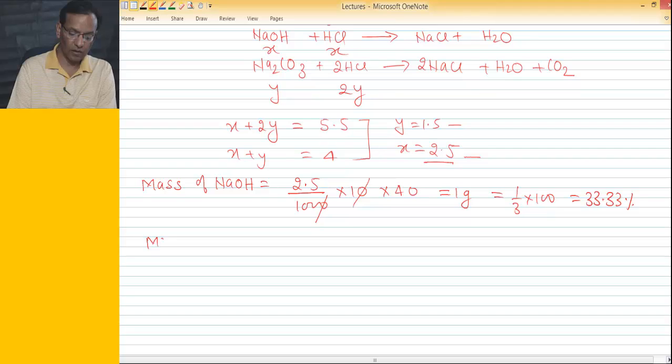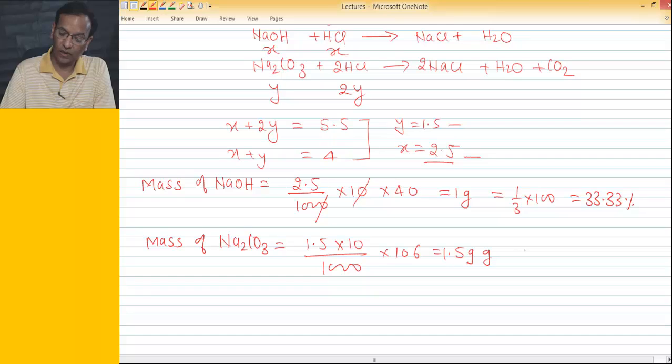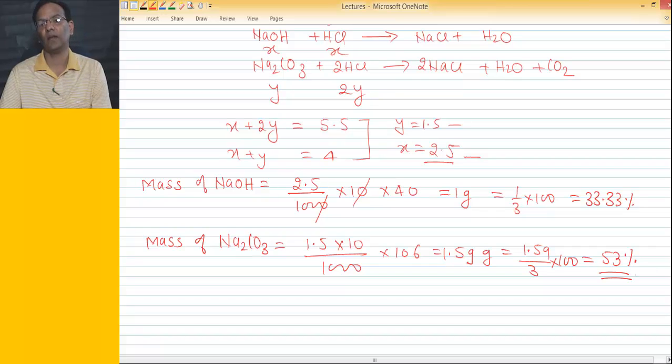Similarly, mass of sodium carbonate will be equal to 1.5 into 10 for 100 ml, upon 1000, into 106. So it is 1.59 gram. So it will be equal to 1.59 upon 3 into 100. It is 53%. So that is how calculation is done.